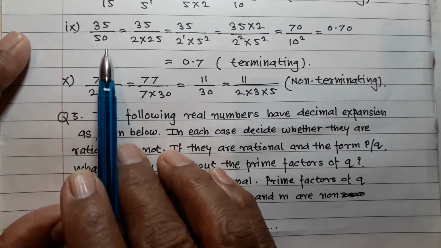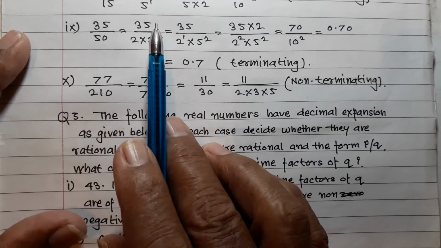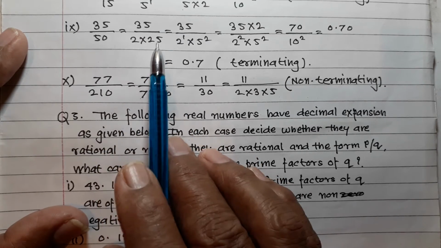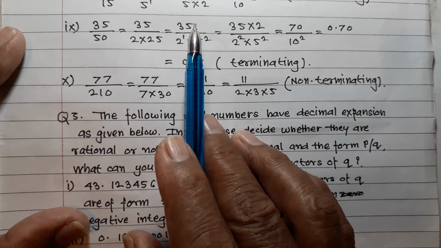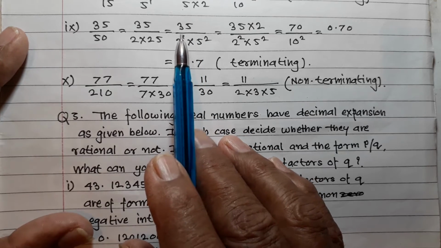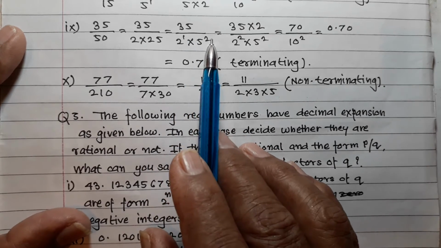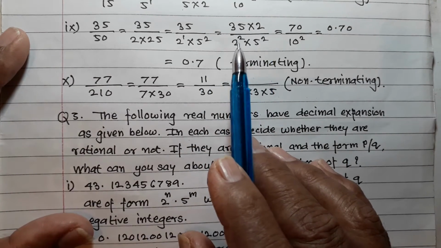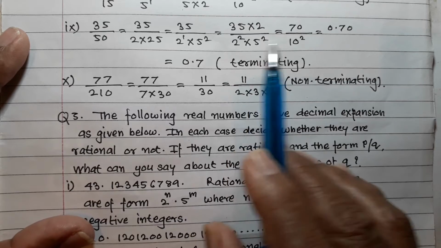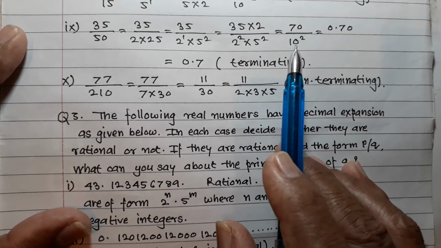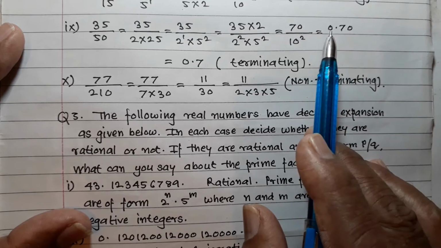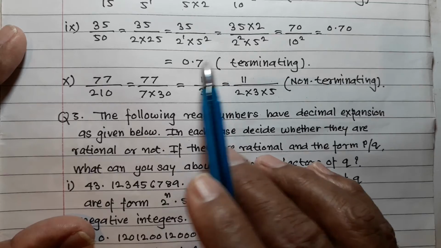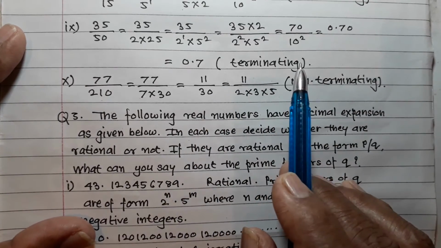Then 35 upon 50. 35 upon 50 is equal to 35 upon 2 into 25, is equal to 35 upon 2 raised to 1 into 5 raised to 2, is equal to 35 into 2 upon 2 raised to 2 into 5 raised to 2, is equal to 70 upon 10 raised to 2, is equal to 0.70, which is equal to 0.7, which is terminating.